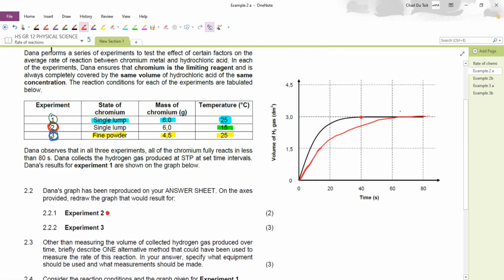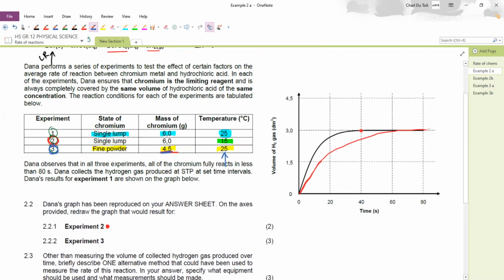Then the next one, I've got less mass. So the mass of the chromium is less. Therefore, the yield at the end will be lower. I won't get 3 cubic decimeters, I'll get less, but the temperature is 25, same as the first one. And now I've got fine powder, which means the reaction rate will be higher. So I'll start with a higher rate. That's why I said they didn't give us a lot of space here. I'll start with a higher rate, but I will get less hydrogen gas because I don't have enough moles of chromium because my mass is lower.